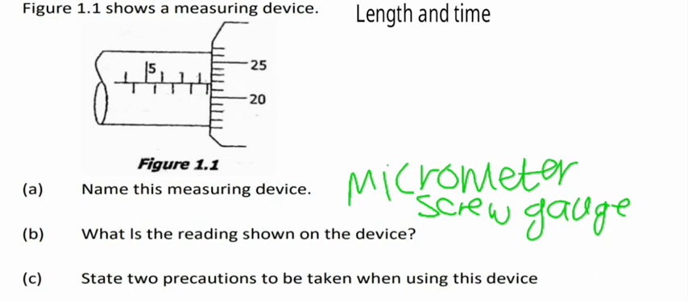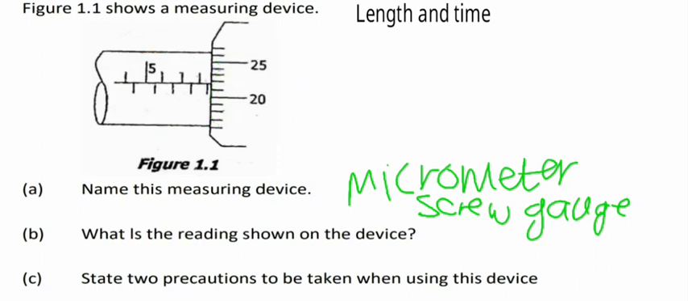And then as for question B, it is saying, what is the reading shown on the device? To know the reading here, there are some things that you need to consider. This scale here that I've circled with the red color is called the main scale. And this scale here that I've circled with green is called the rotating scale. Right. So let's start with the main scale.